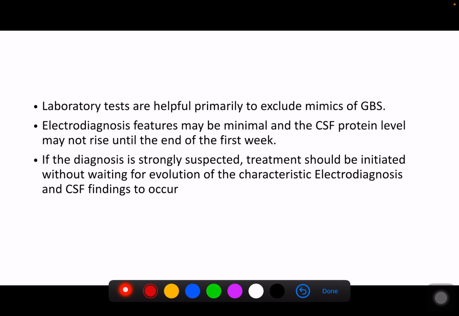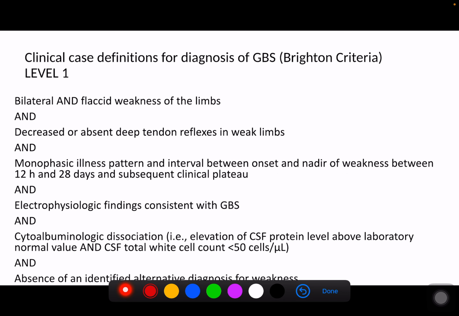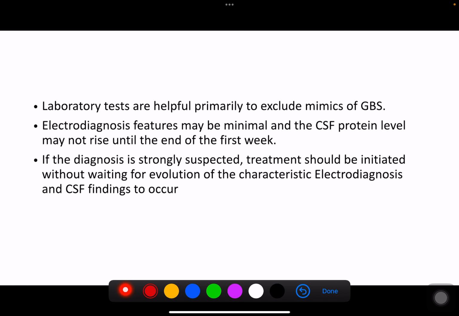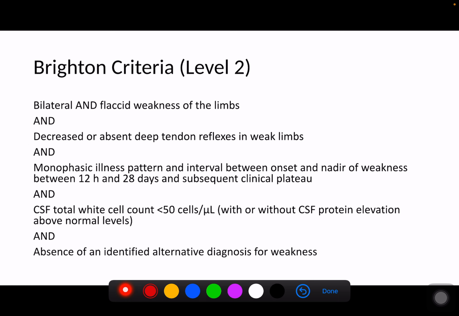Next, laboratory tests are helpful primarily to exclude mimics of GBS. Electrodiagnostic features may be minimal, and the CSF protein level may not rise until the end of the first week. So you have to do this at the end of the first week. Suspected cases should be treated without waiting for the evolution of characteristic electrodiagnostic and CSF findings. So if the diagnosis is clinically suspected, just treat the patient.